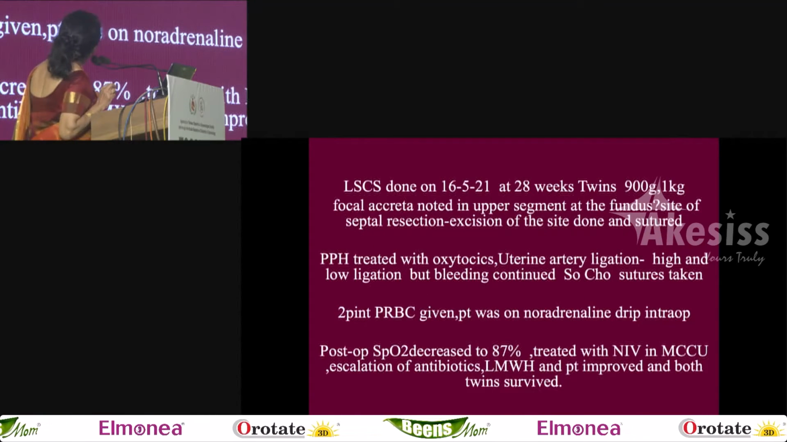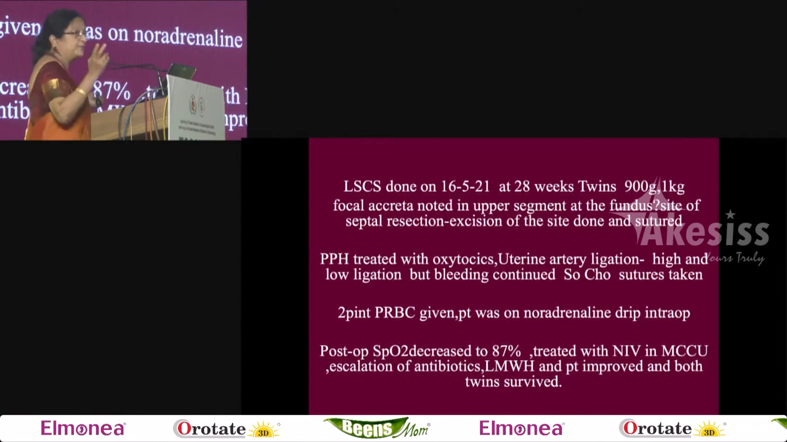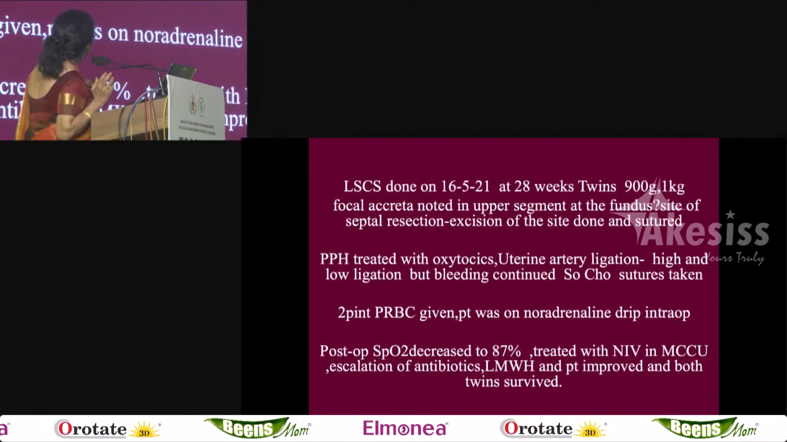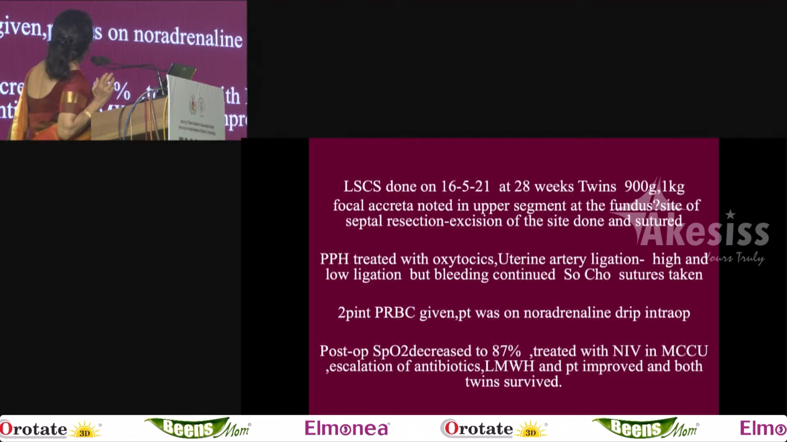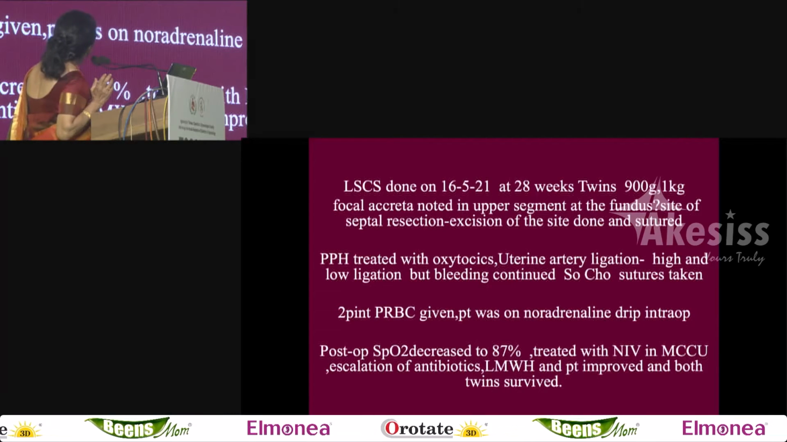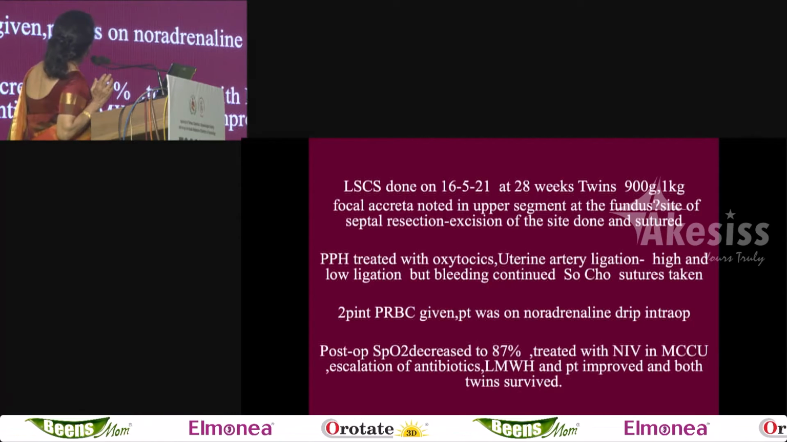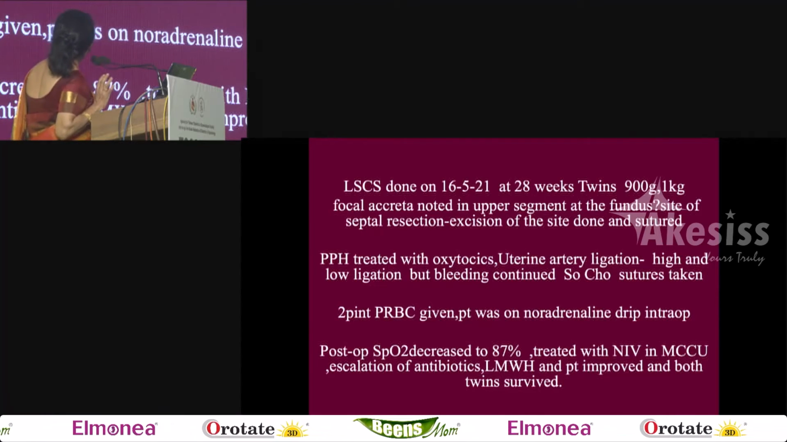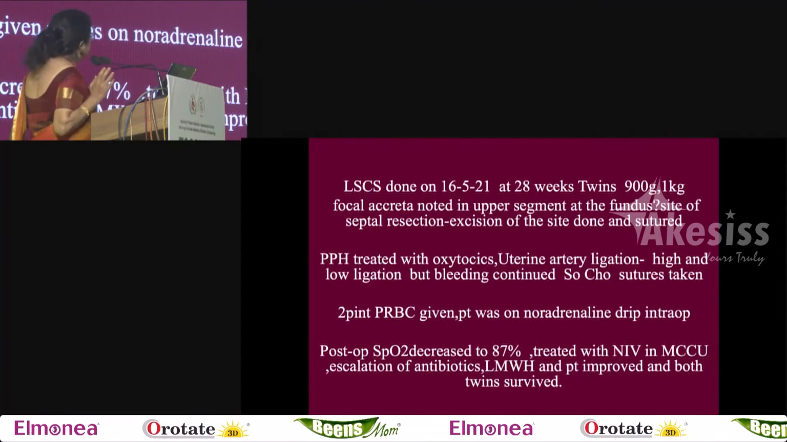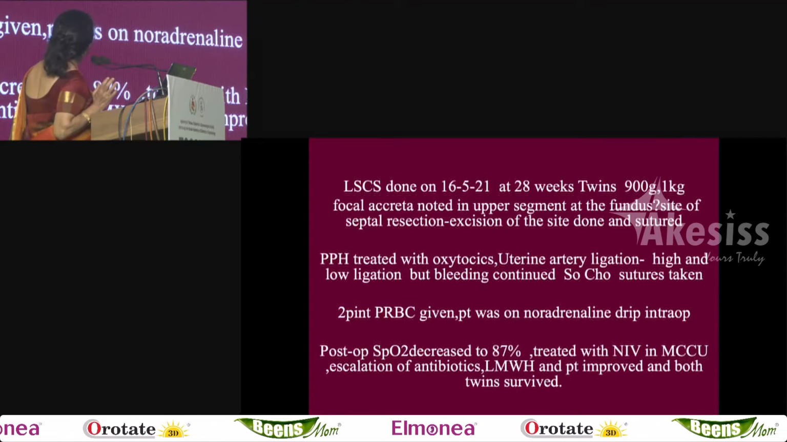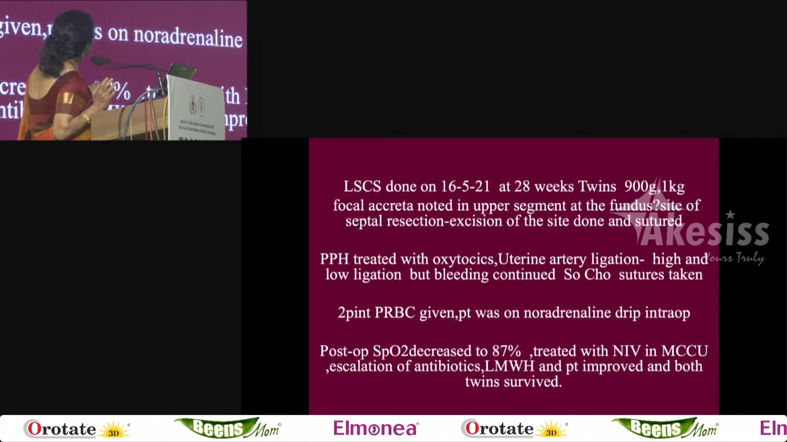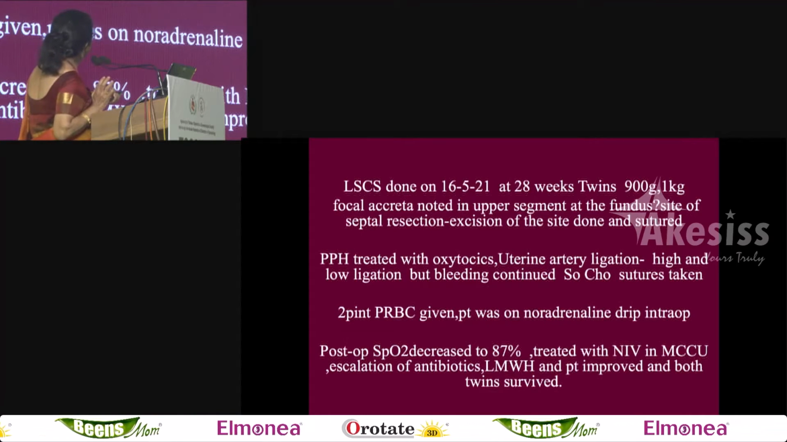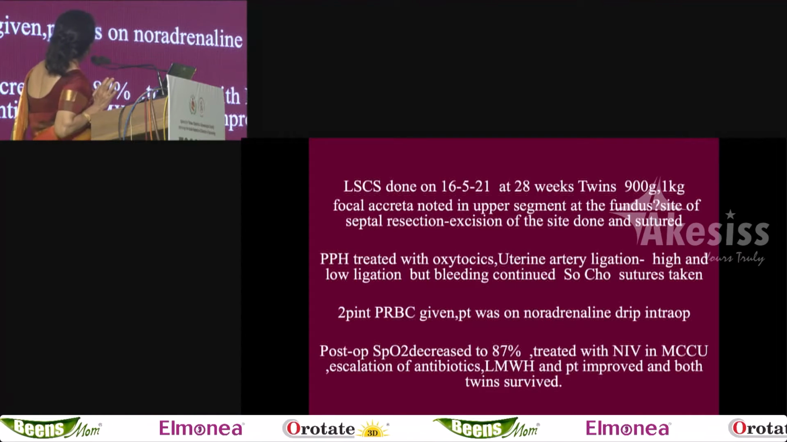LSCS was done on 16/5 at 28 weeks. We got about 2 weeks more, which was a real bonus. The baby weights were 900 grams and 1 kilogram. There was a focal accreta noted in the upper segment at the fundus, at the site of the septal resection. That's okay, we just excised that and sutured it. She had PPH because of this prolonged course, I think. PPH was treated with oxytocin. We did a uterine artery ligation, high and low ligation, but bleeding continued. So we put some CHO sutures and all that. 2 pints of blood were given.